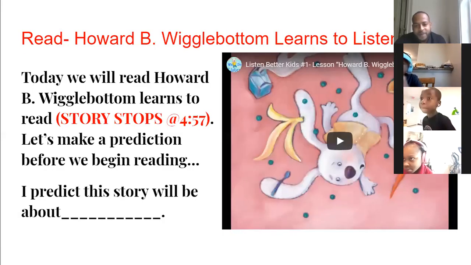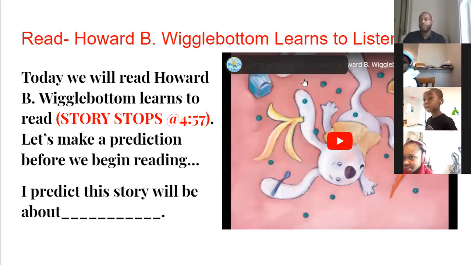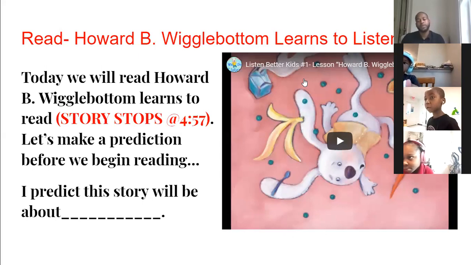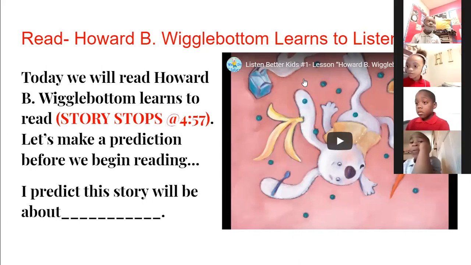So today we're going to read the book, Howard B. Wigglebottom Learns to Listen. Let's make a prediction before we read, okay? So you know how we predict. We always start with I predict, and then you give your prediction. So Kavian, what's your prediction about this book?